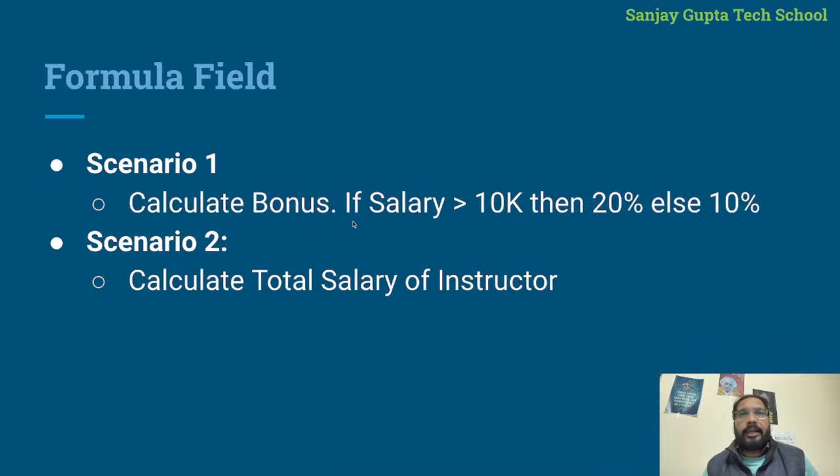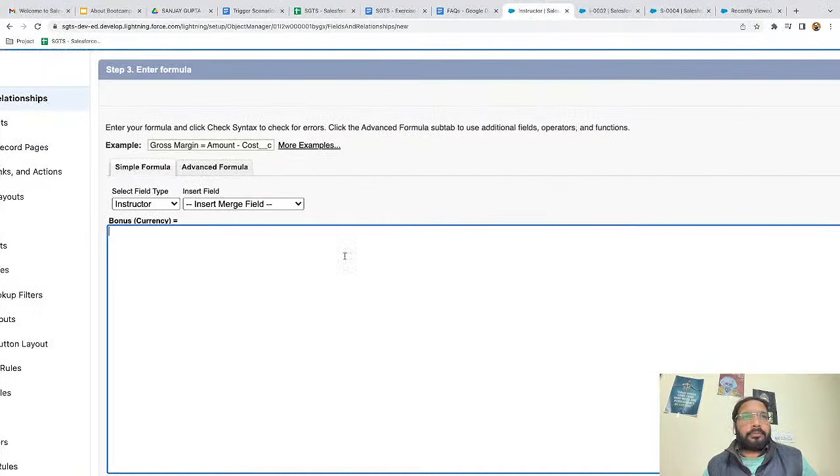So here is the condition. If salary is greater than 10,000, it should be 20%. So here we have two scenarios: greater than 10,000, and second, less than or equal to 10,000. So this is a complex one. Before implementing this, I'm going to implement it in simple form. Whatever the salary is, we will be calculating bonus as 20%, right?